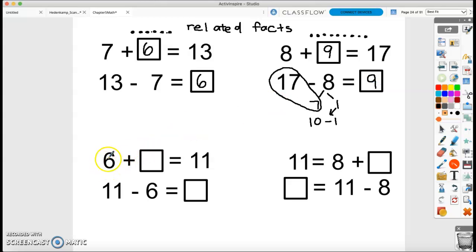Let's try this one. We're at 6 and we need to get to 11. So 6, 7, 8, 9, 10, 11. 1, 2, 3, 4, 5. So once again, I need to know if I start at 11, I need to get to 10. So that's going to be 1 and 5. So I know 11 minus 1 is 10, but I still have this one to go. Minus 5, 10 minus 5 equals 5.